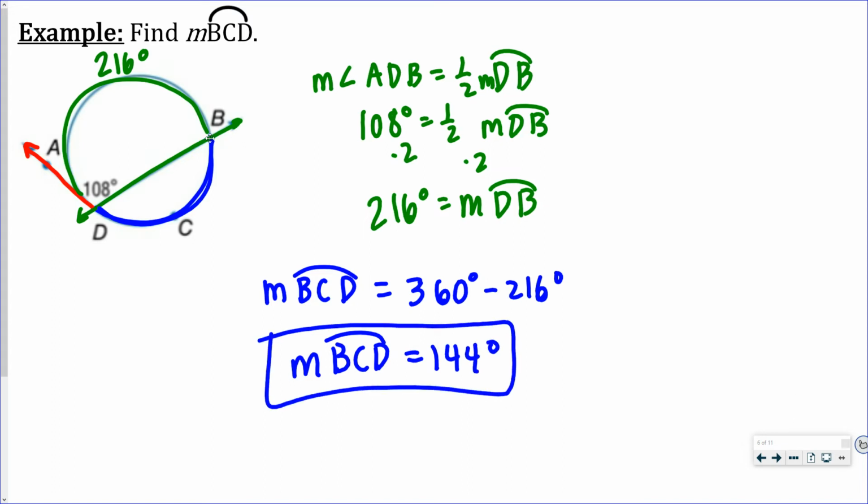Okay. So if my intersection is on the circle.